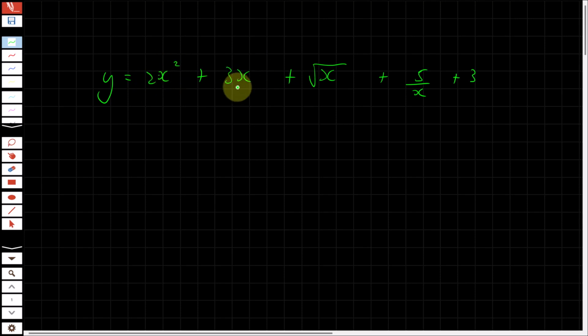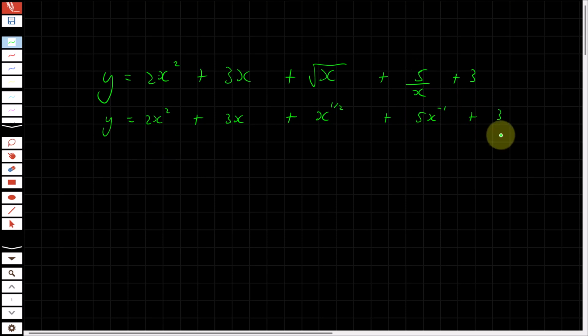The second term, okay. The third term, we need to get rid of that square root sign and turn this into a power. And this term here, we need to get x into the top of the fraction. So let's do that first. So y equals 2x squared plus 3x. This one here is equivalent to x to the power of a half. Then this one here, take the x to the top line, 5x to the negative 1 plus 3.